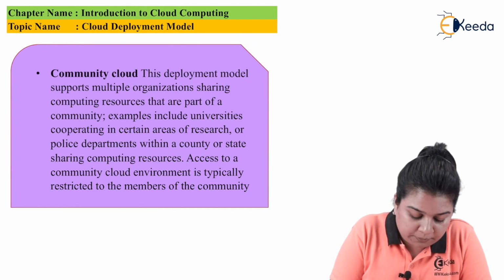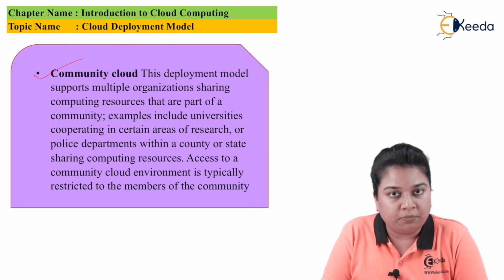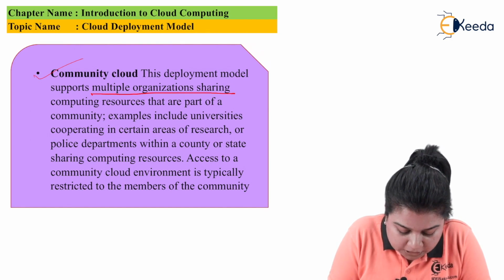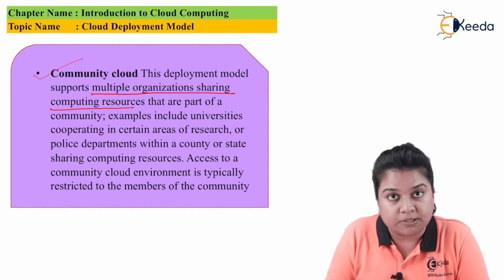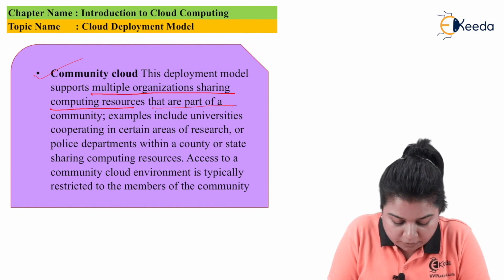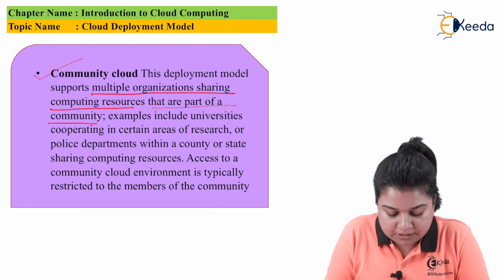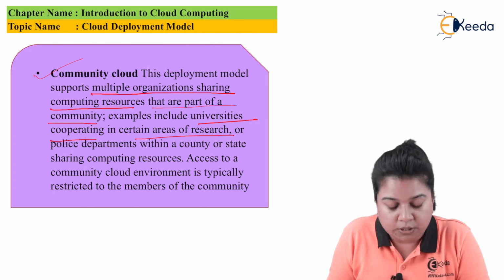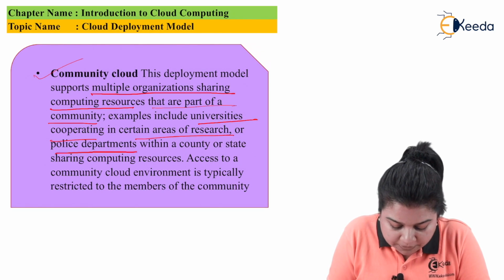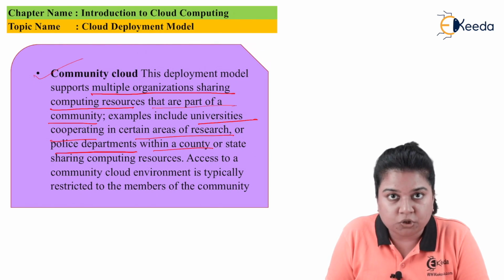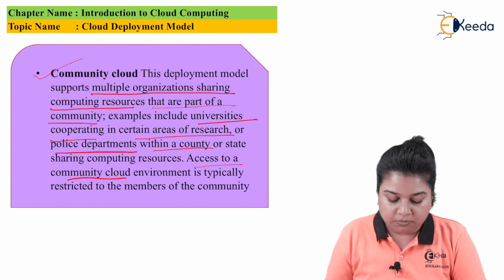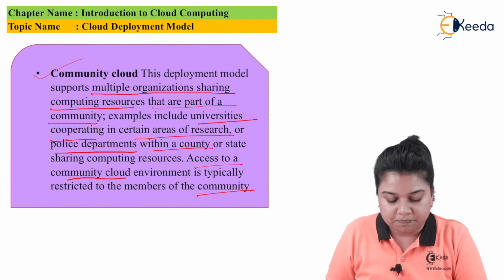Then comes the community cloud. It is the fourth deployment model. This deployment model supports multiple organizations sharing computing resources that are part of a community. Examples include universities cooperating in certain areas of research, or police departments within a country or a state sharing computing resources. Access to a community cloud environment is typically restricted to the members of the community.